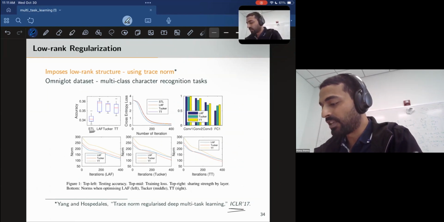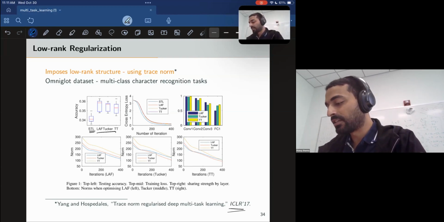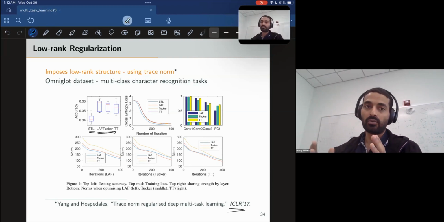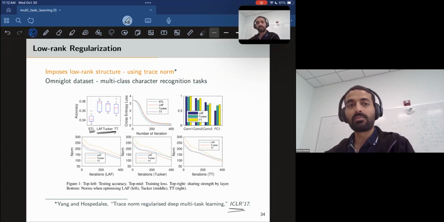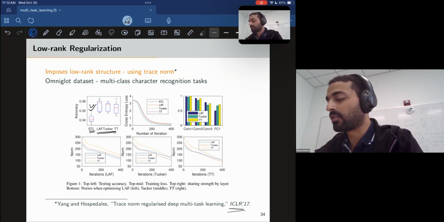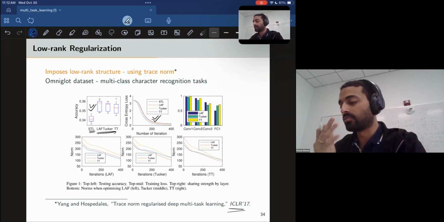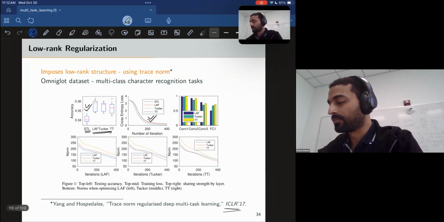The first column here is single task learning, where you learn all the tasks separately. And the remaining 3 columns are where you impose this low rank structure. There are different ways in which they impose this low rank structure, and all of them give some performance gain and give better loss compared to single task learning. Okay.